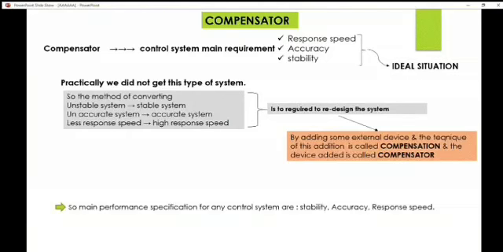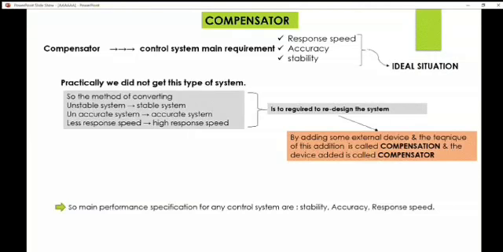Before knowing what a compensator is, know about the basic requirements of a control system, the main performance specifications of any control system: stability, accuracy and response speed. The three main requirements of any control system are response speed, accuracy and stability. And when these three requirements are fulfilled, we call it an ideal situation system, which practically we don't get.